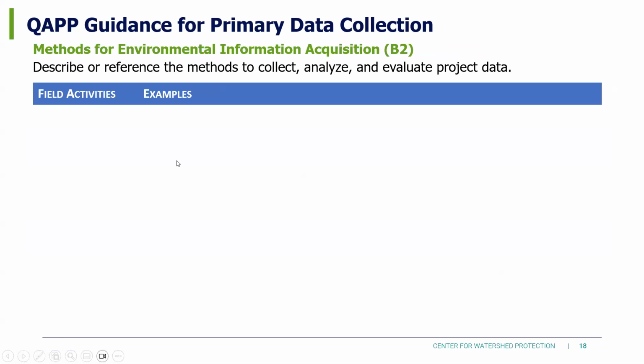And then we're going to move into section B2. So this is the methods for environmental information acquisition. And so while B1 that we just talked about lays out the overall sampling design and strategy, this section moves into the details about how you're specifically taking that sample. Like what are the actual methods for collecting a sample or making a measurement?